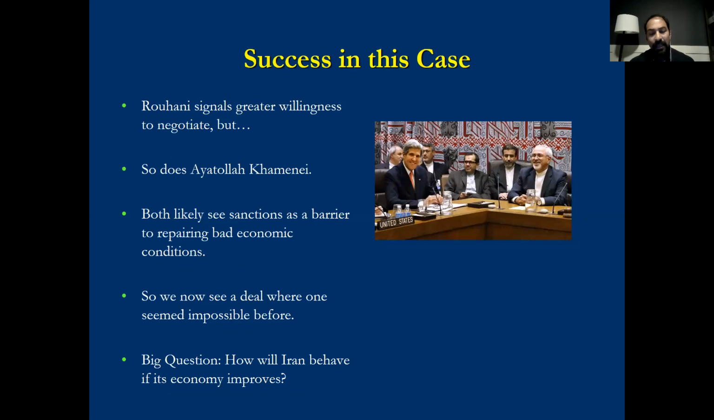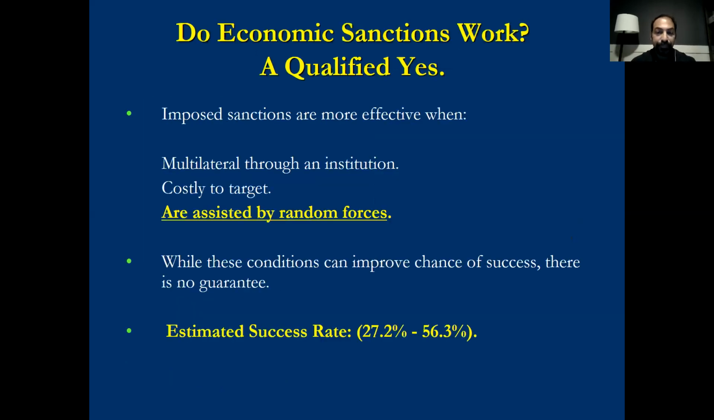Prior to the COVID incidents, Rouhani signaled a greater willingness to negotiate. Khamenei, the Ayatollah, did too. Sanctions were seen as a barrier to repairing bad economic conditions. So there was a deal where there didn't seem like there would be one before. How would Iran behave when its economy improved? Well, by all indications, they were complying with the terms of the JCPOA until that was revoked.